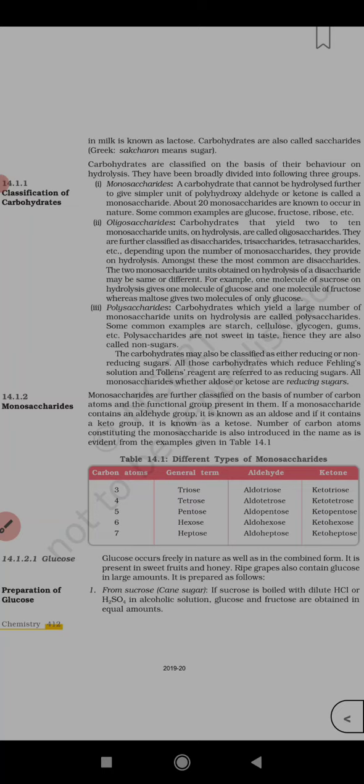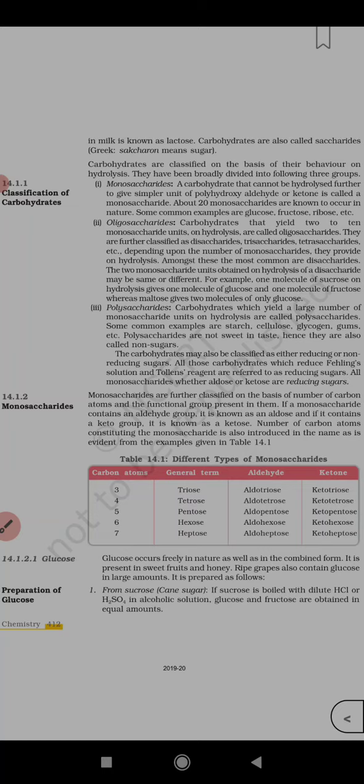It is the most abundant organic compound on earth, found mostly as glucose. It was assigned the structure given below on the basis of the following evidences. The first thing is its molecular formula was found to be C6H12O6.